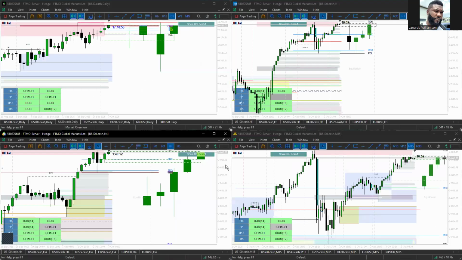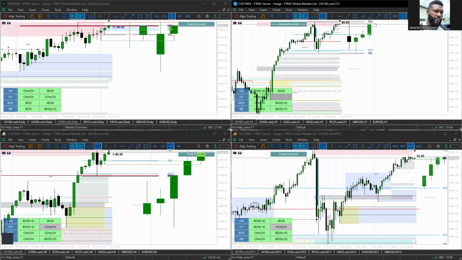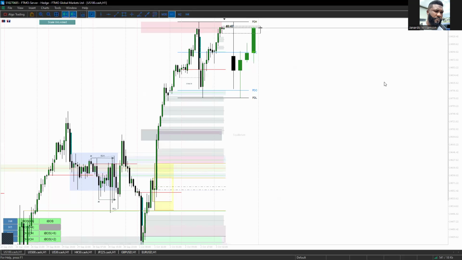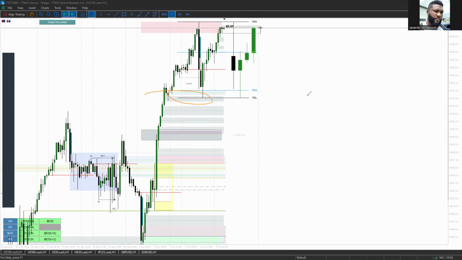Let me see what this looks like on the 1-hour time frame. So clearly you can see the new day opening gap here, right around this price. And then we manipulated out of it quite a few times before we managed to get back up.